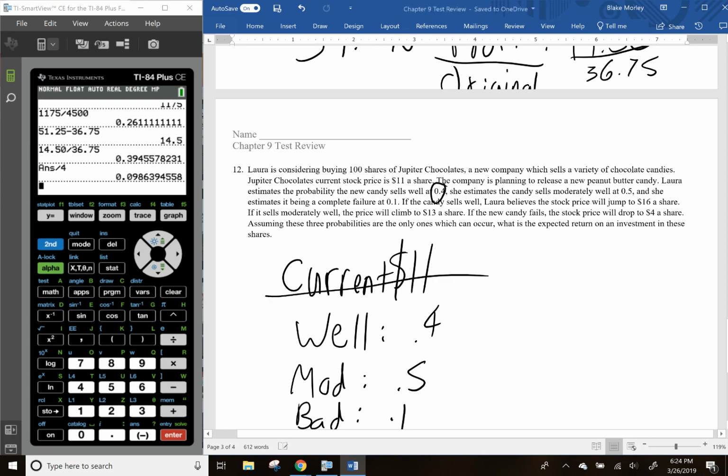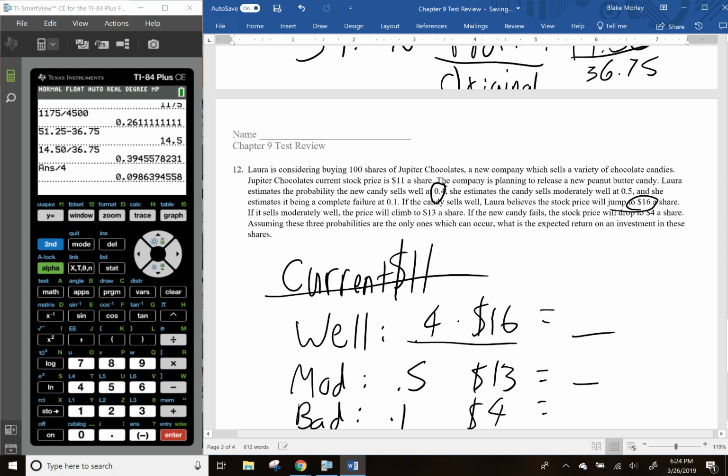All right. Now, what are the values associated if it does well? If it does well, we expect the stock price to climb to $16 a share. If it does moderately well, expect it to climb to $13 a share. And if it fails, we're expecting the stock price to drop to just $4 a share. So as far as expected value goes, you multiply the probability with the value for all of these, and then you add up the total for all three of them.